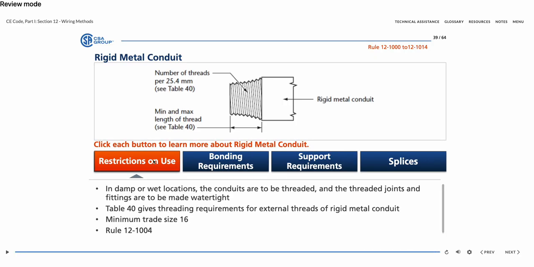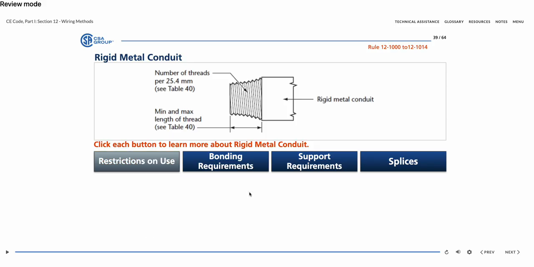The code outlines restrictions on the use of rigid metal conduit. When they are used in damp or wet conditions, the conduits are to be threaded, and the threaded joints and fittings need to be watertight. Table 40 can be used to determine the threading requirements. The minimum size is 16.